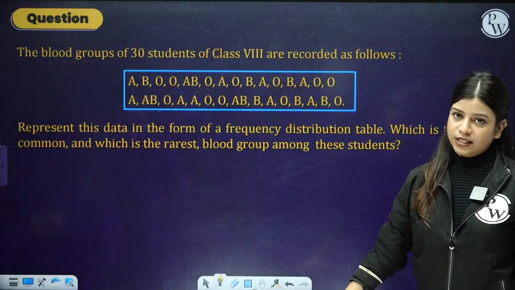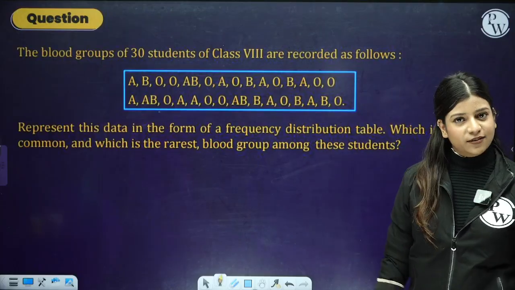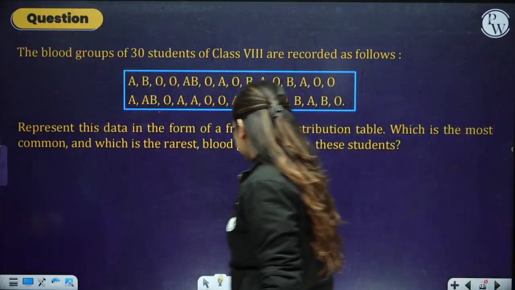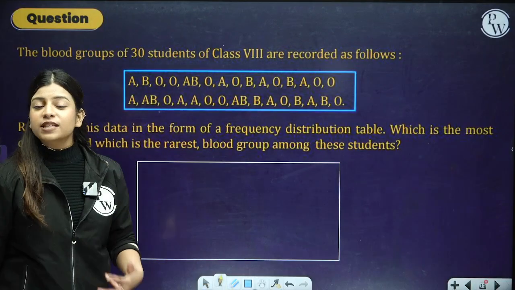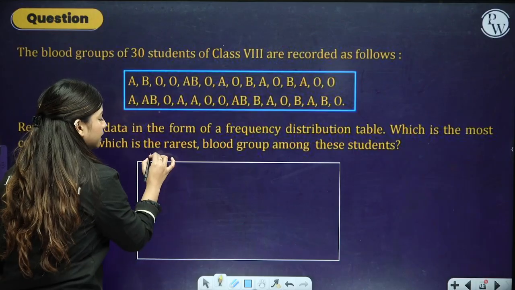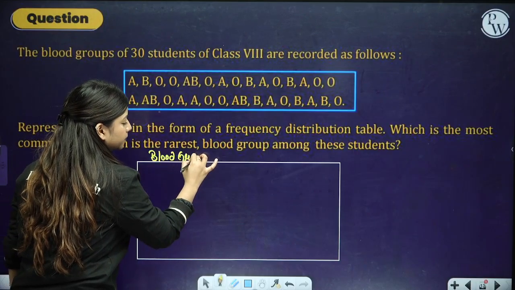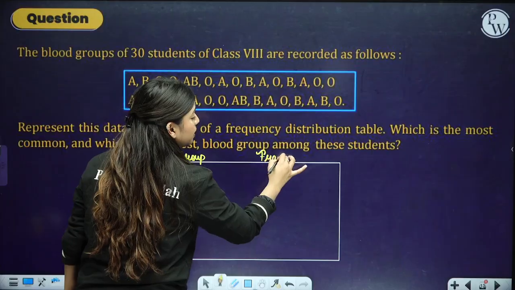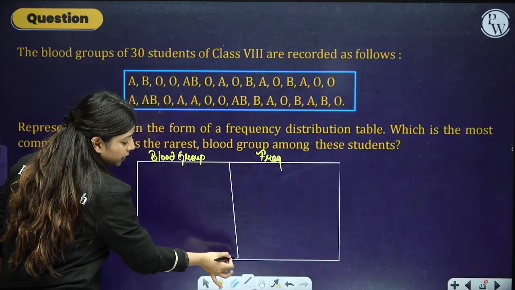This is frequency distribution. You know, blood group of 30 students is given to you and you have to form a frequency distribution table. So the very first thing is you have to make a table. You have to see how many different blood groups are there. So you have to make one column for blood group and the second column is frequency. Now what is frequency? That how many people are having that blood group.